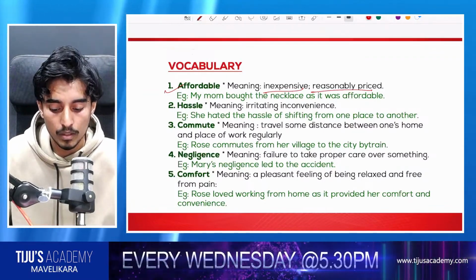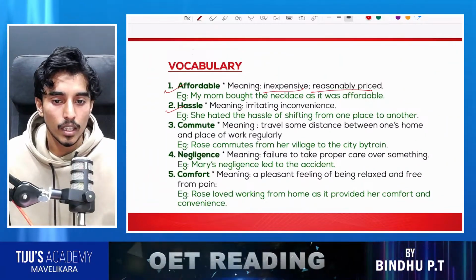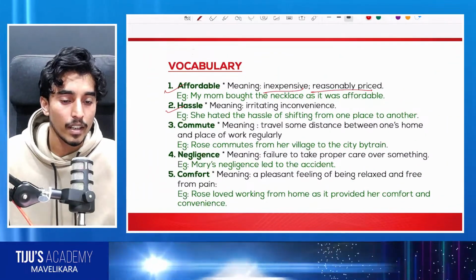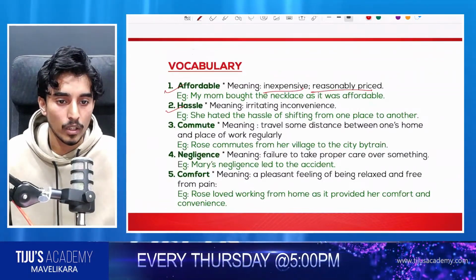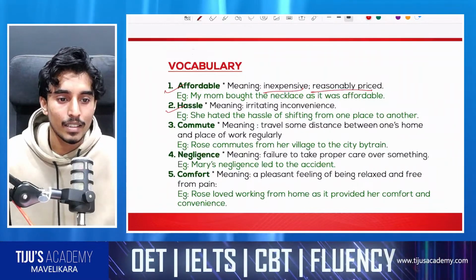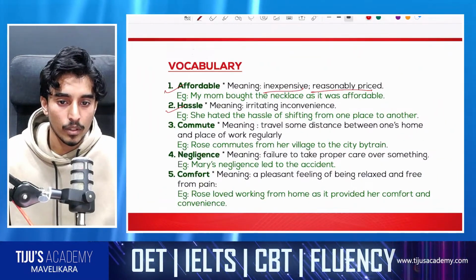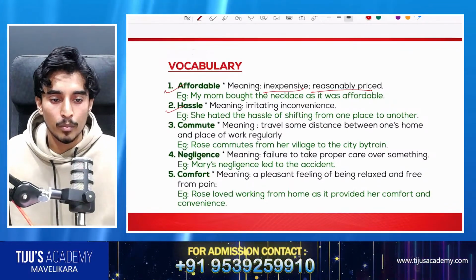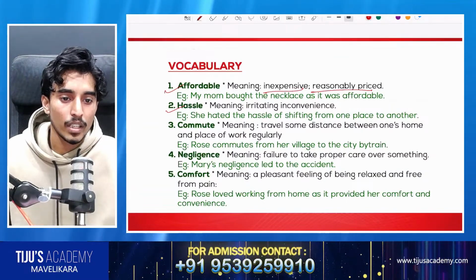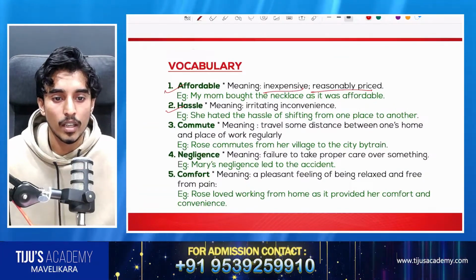Coming to the second one, that is hassle. We can say using public transport is a real hassle, if you prefer your own vehicle, then you can use this word there. Using a public vehicle is really a hassle, which means very irritating and inconvenient. That means you have to wait a long time for public transport, and also when you get inside the public transport, it has a lot of rush and people might not be that good to you.